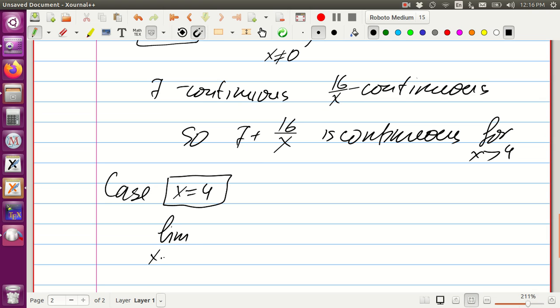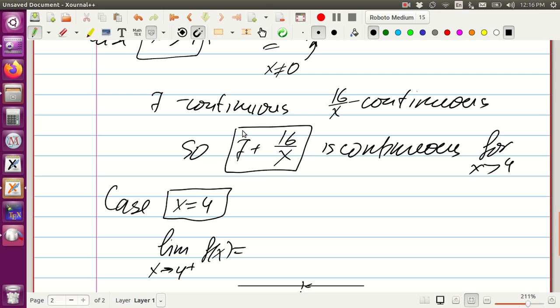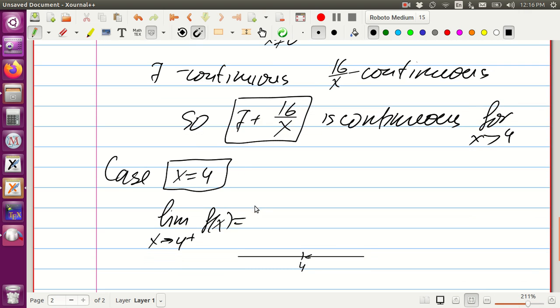So the limit when x approaches 4 from the right of f of x. We approach 4 from the right, so we're greater than 4. And our function is going to be 7 plus 16 over x, because when x is greater than 4, we have to use this piece over here. So we say limit of 7 plus 16 over x when x approaches 4 from the right.